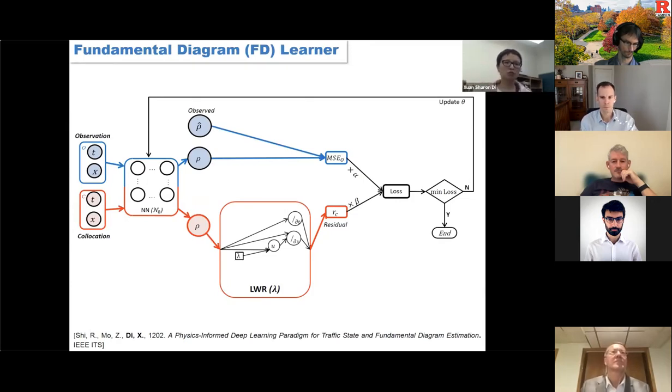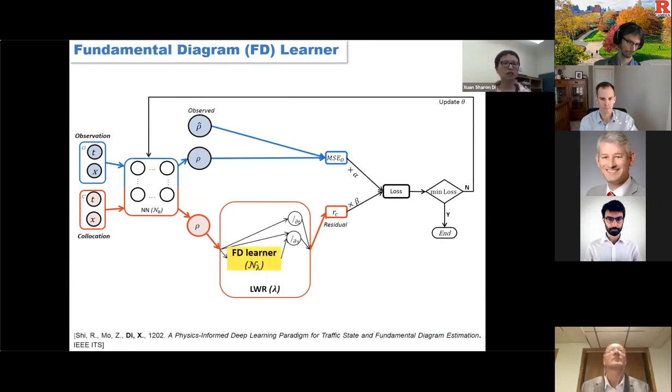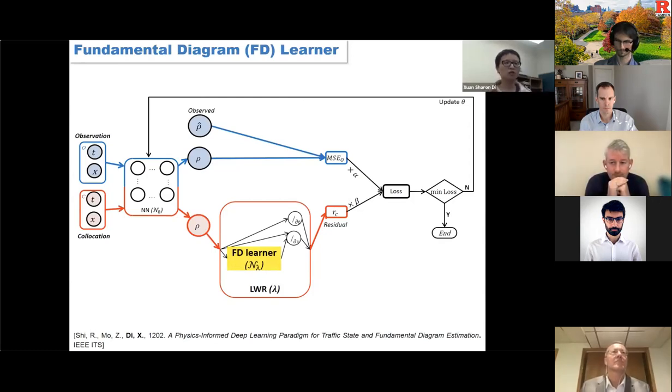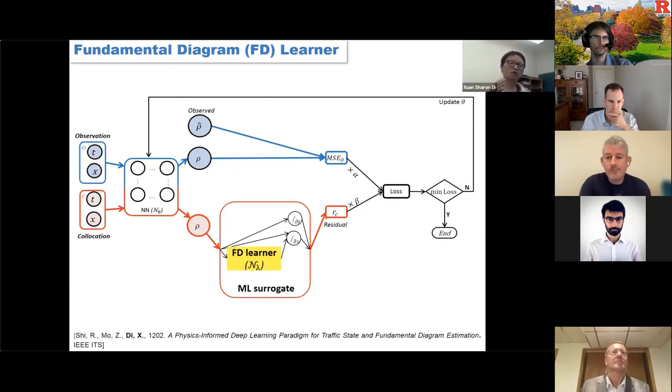But in the real world, we don't know exactly what the mathematical mapping from the density rho to velocity u is. That's why we replace it with another neural network we call the fundamental diagram learner, or FD learner for short. It's denoted as N of lambda, a neural network parameterized by lambda. Now this physics-based component is not the LWR model anymore, and we call it a machine learning surrogate model. It follows the structure of LWR. Actually, it only uses the information of flow conservation. However, we use this neural network to approximate the fundamental diagram.